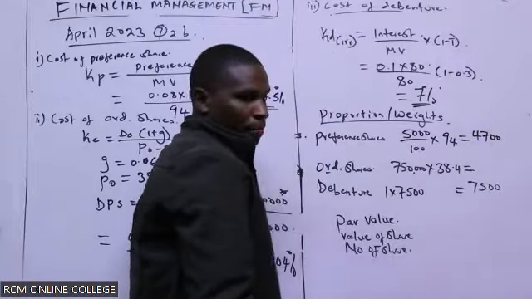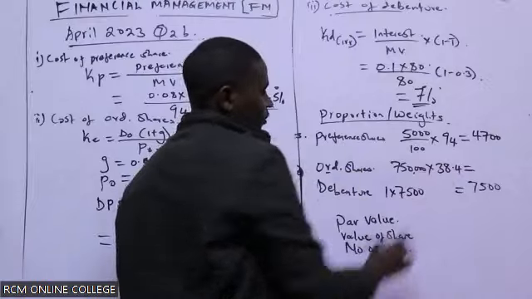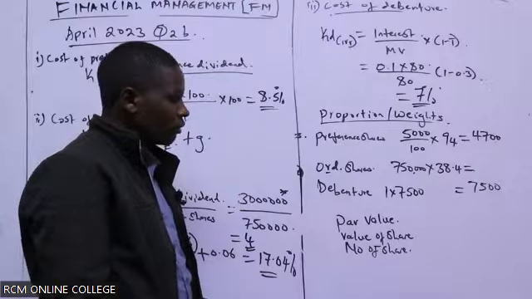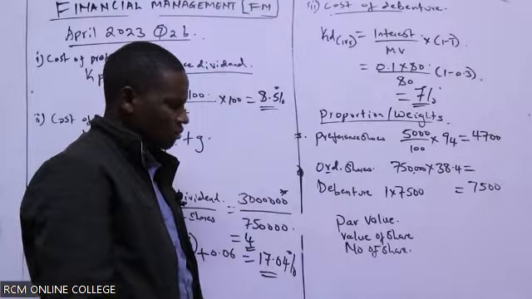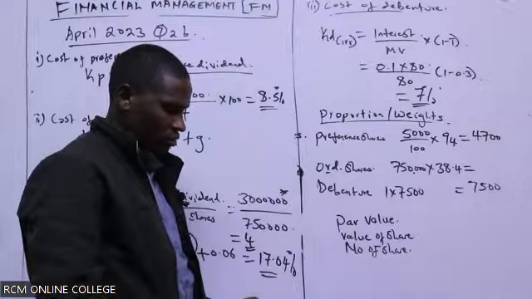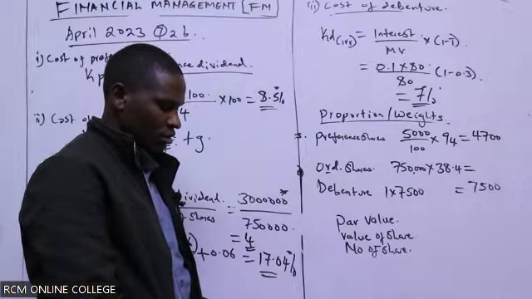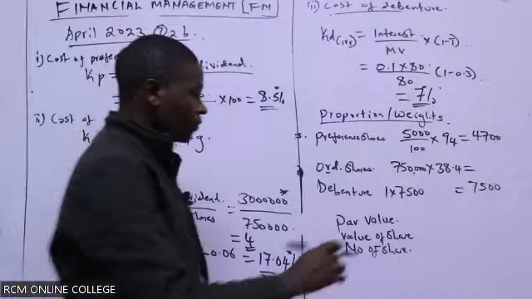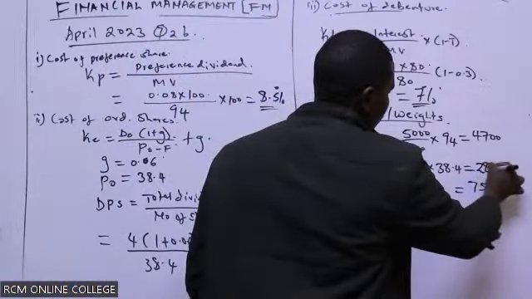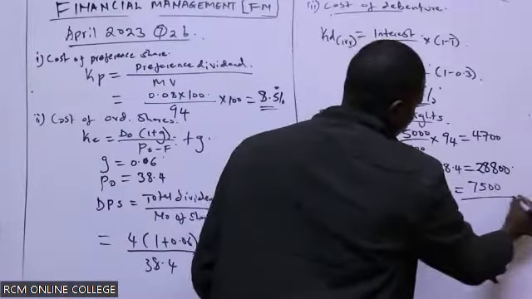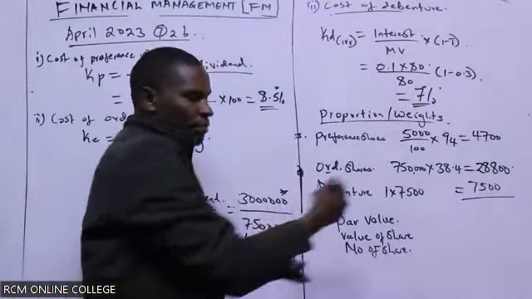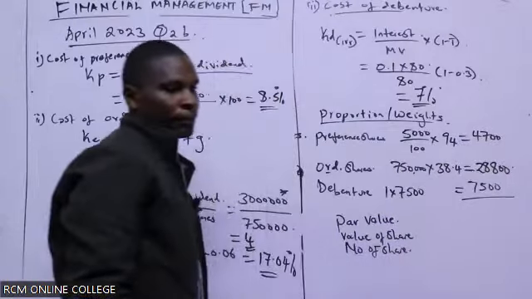Hiyo ingine nayo itakuwa mingi kabisa. Is it 750,000 times that? How much are you getting? Itakuwa mingi sana. Okay, ikuwe tu mingi ni sawa. Tutaona vile tutafanya. 28,800. Now get the total so that we get proportion. Total ni ngapi ya hizi? Ongeza hizo tatu.